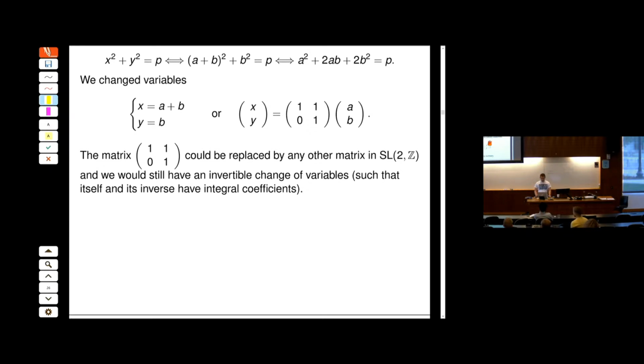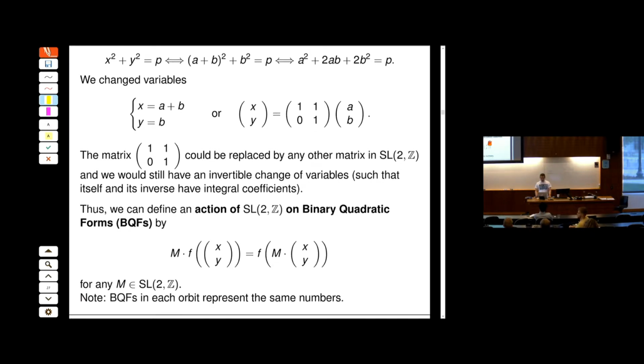Okay? So then what that means is that there is an action of SL2Z on binary quadratic forms given as follows. For a matrix M in SL2Z, I can multiply it by little f, my quadratic form, to get a new quadratic form where now the inside is just going to be M times (x, y). Okay, that's what's happening up above. I've changed the quadratic form x squared plus y squared, and I've changed variables into a, b using such a matrix.